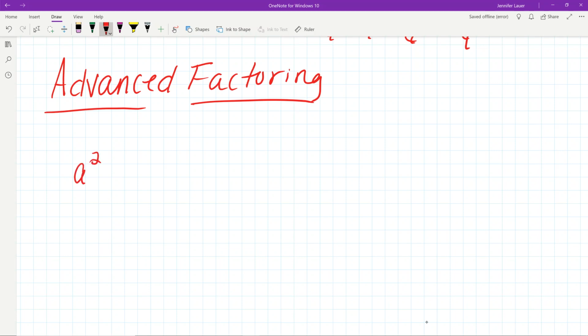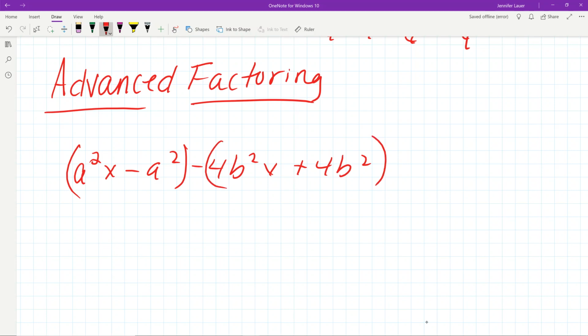So let's start with this one. So you obviously need to recognize how to handle this. So right away I can see for myself that this is going to be a grouping situation. So what I'm going to do is I'm going to group the two like this. Okay.